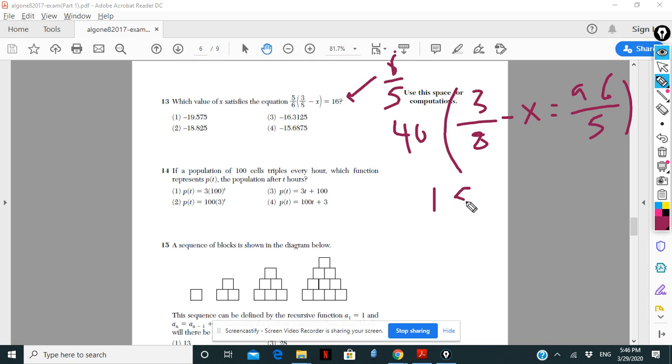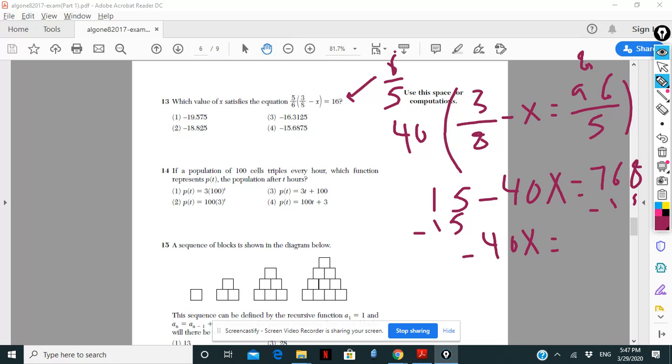So that's going to be 15 minus 40x equal to, here that's going to be 8. So 48, 6, 7 minus 15. So I get negative 40x equal to 357 divided by negative 40. I'm going to get the answer, and I think it's 2.